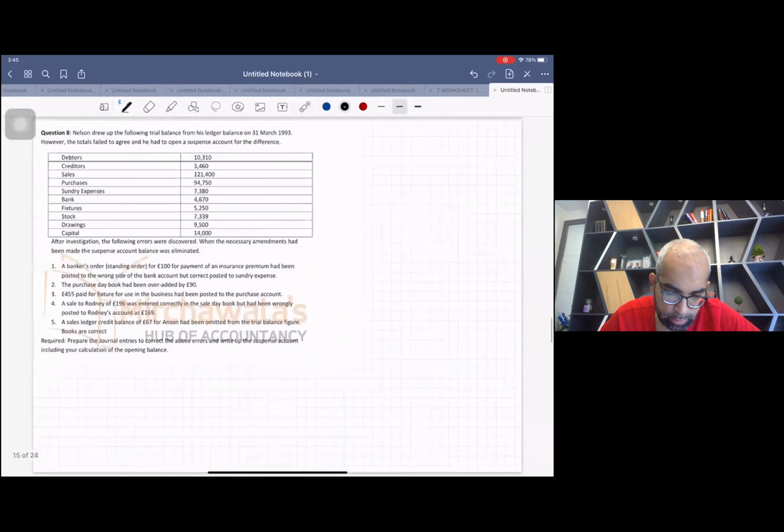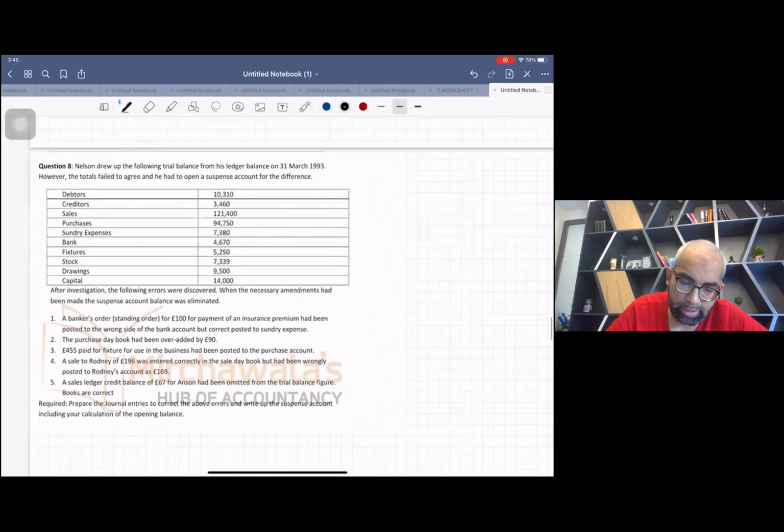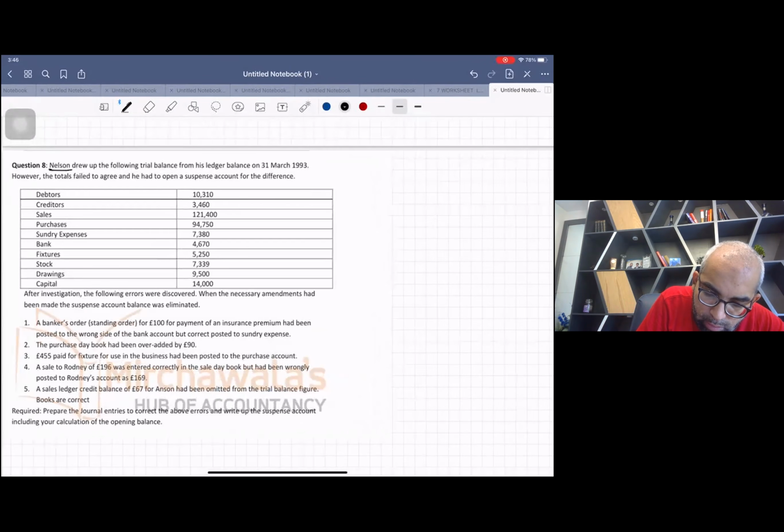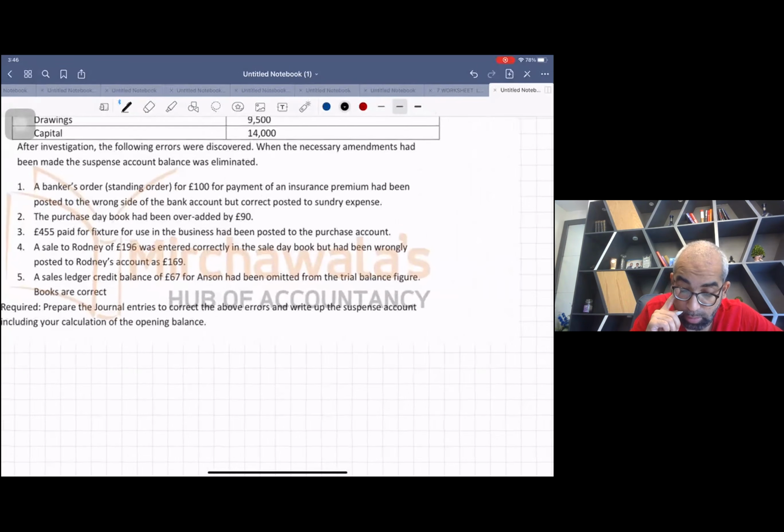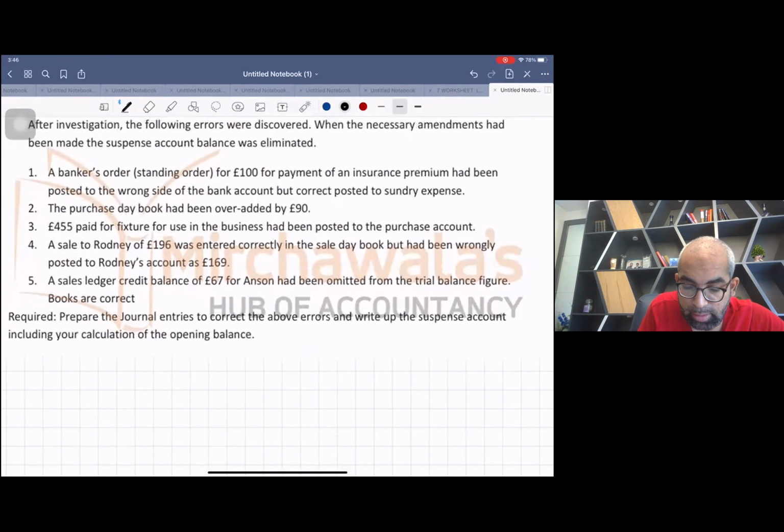Now I'm giving you some questions. Do this question number 8, Nelson. There is some error sometimes in note number 5. I think in our new book we have corrected it, but still in note number 5 this is written a sales ledger. Cut this and write creditor. In note number 5 it is written a sales ledger, this word will be creditor.